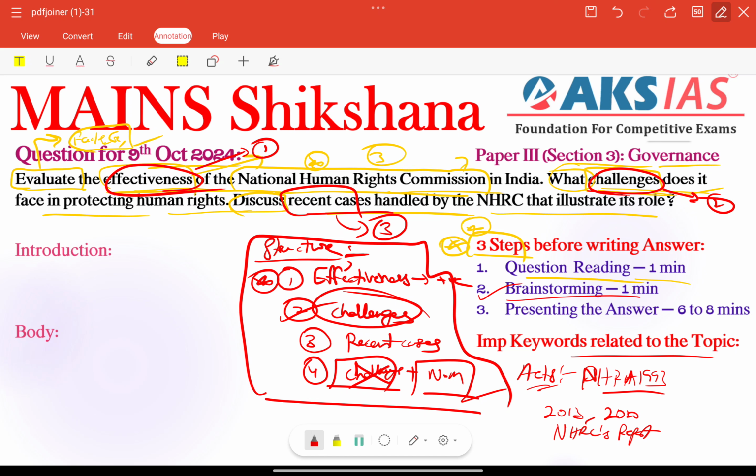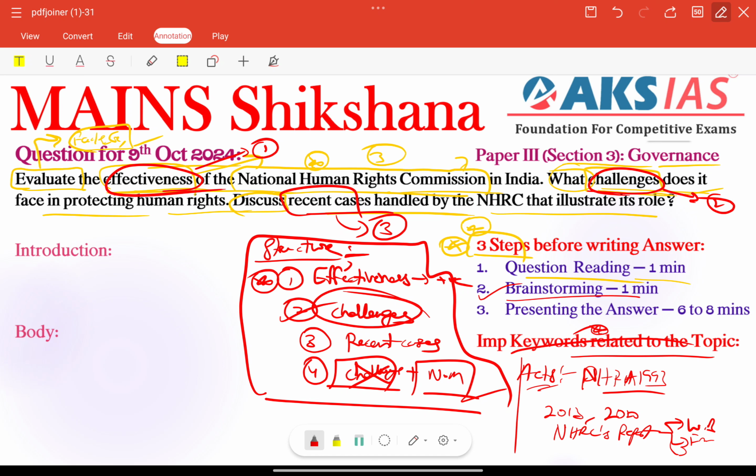Otherwise we have so many examples, for example the Delhi riots, or recent important cases in each and every state, particularly for example West Bengal, or the farm laws. So we can write these types of examples here and there. That is the main important criterion here.